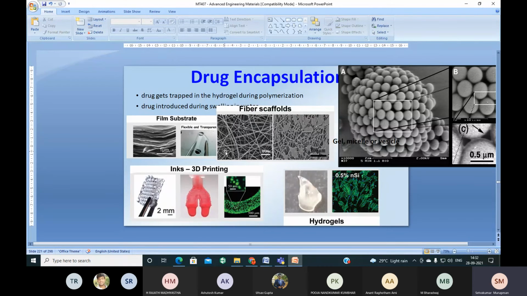Burst release means the moment you expose the drug-embedded carrier, almost 95% of the drug will start to release in the first 2 minutes of the experiment. That is not helpful, because releasing more drug at certain organs is not helpful at all. As a result, you will have more side effects, and such drugs will not be preferred. So we'll see those things in the next class.